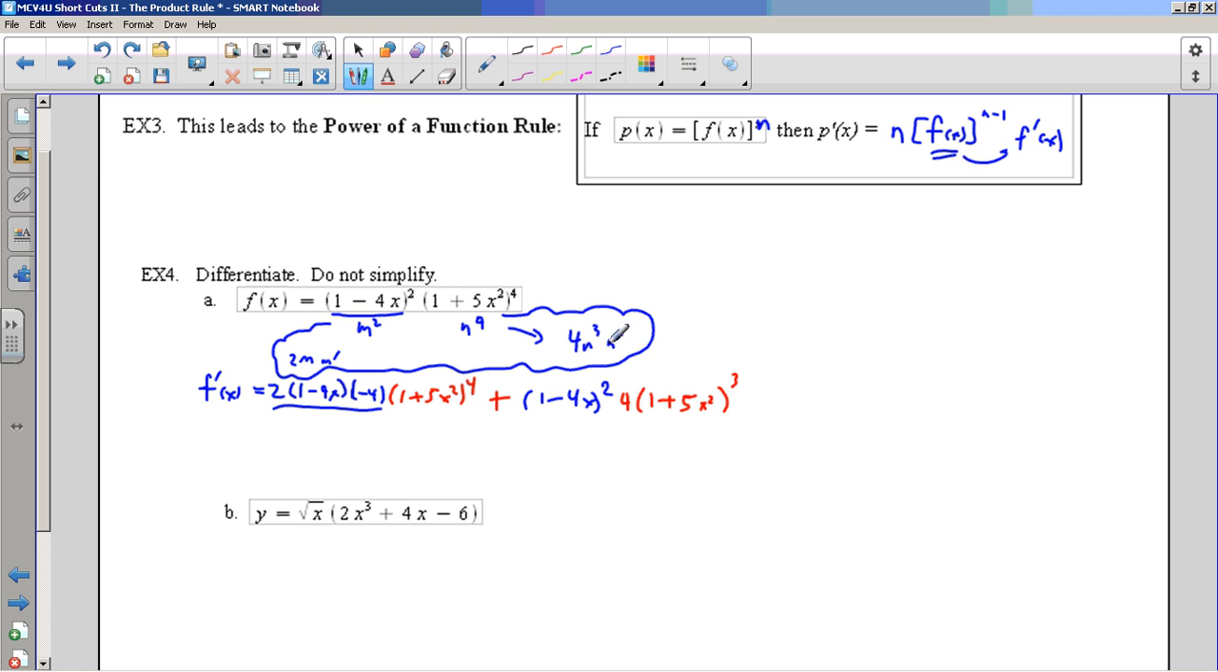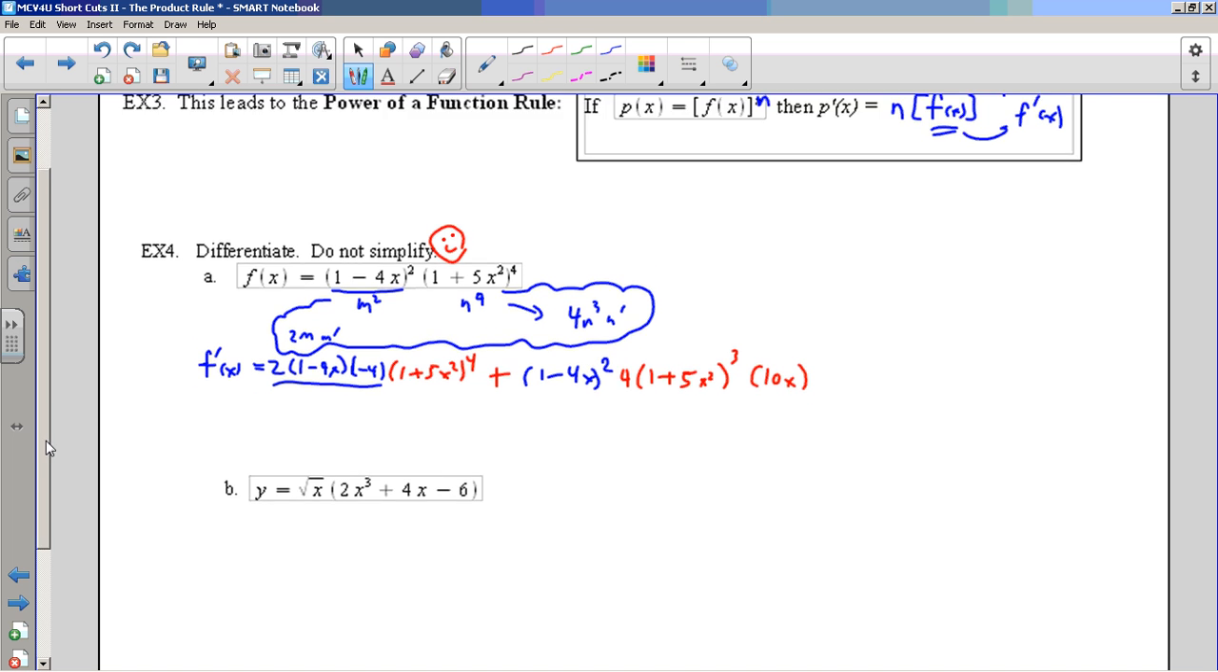and then n prime, the derivative of the inside thing, well, the 1 disappears, the 2 comes down to multiply by 5, that's times 10x. Squared becomes 1, and then dandy. And it says do not simplify, and I'm pretty happy that I don't have to simplify that, because that would be nasty. All right, onwards and upwards.